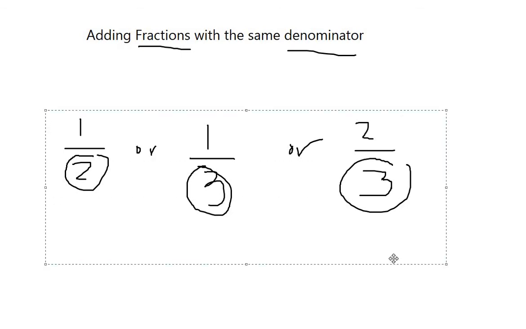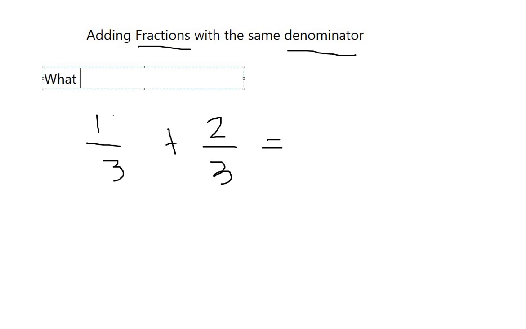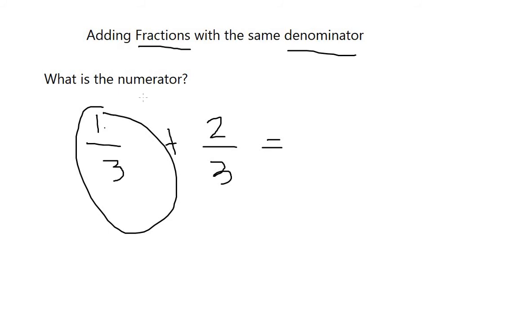So let's add 1/3 and 2/3. Okay, so 1/3 plus 2/3. Simply add the numerator. So what is the numerator? The numerator is the upper part of your fraction. So in 1/3, your numerator is 1. In 2/3, your numerator is 2.